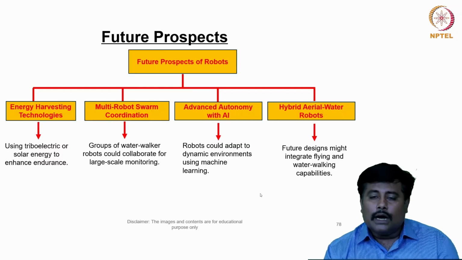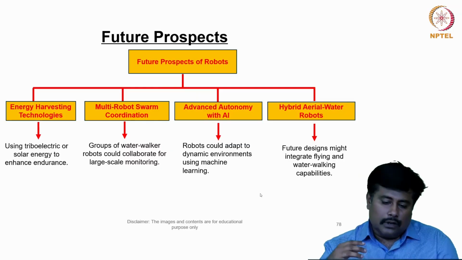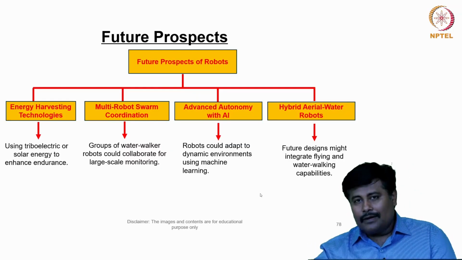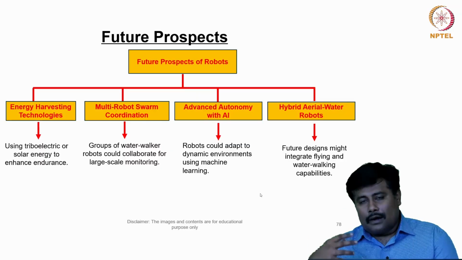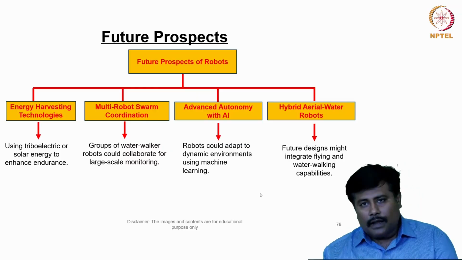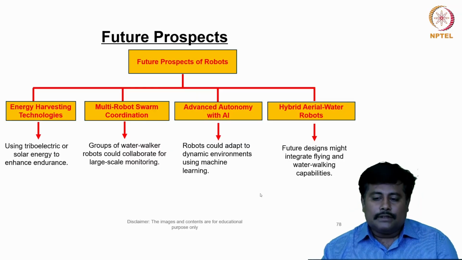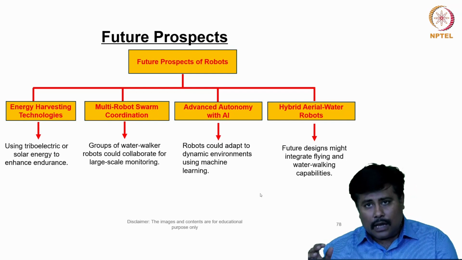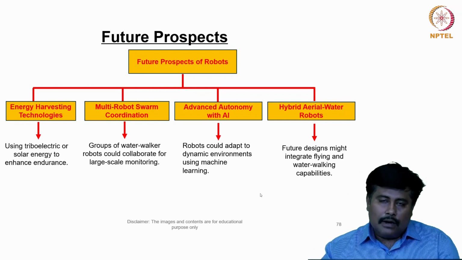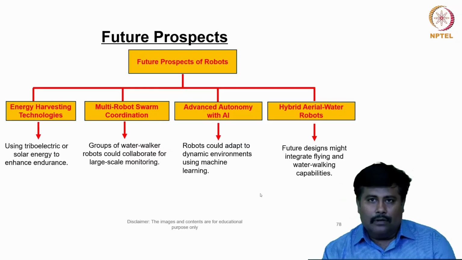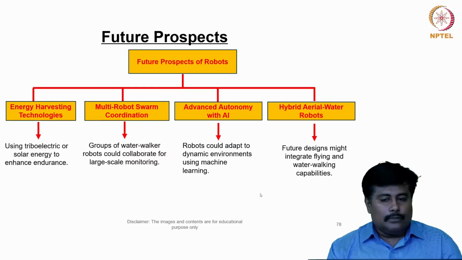Third is advanced autonomy with AI, where robots could adapt to a dynamic environment using machine learning. It requires quite a good amount of study and data to generate such AI based models so that they can be effectively implemented. Next is the hybrid aerial water robot. Even though several hybrid aerial water robots have been demonstrated, there is more requirement from a strategic areas perspective, which can be explored in detail.